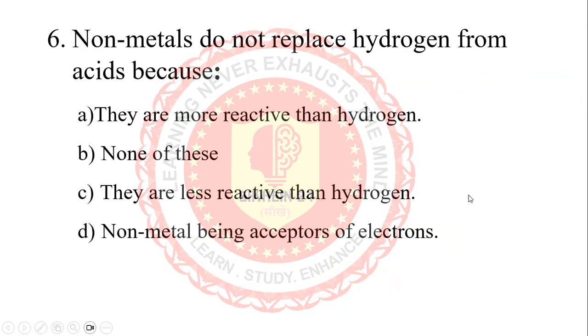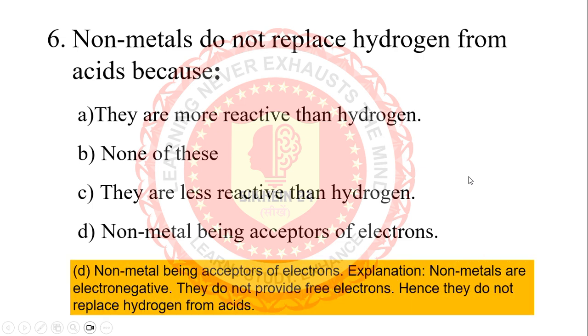Next question on your screen: non-metals do not replace hydrogen from acids because A. They are more reactive than hydrogen. B. None of these. C. They are less reactive than hydrogen. D. Non-metals are acceptors of electrons. Let's see the answer. D is the correct answer because non-metals are acceptors of electrons. Non-metals are electronegative. They do not provide free electrons. Hence, they do not replace hydrogen from acids. Right?